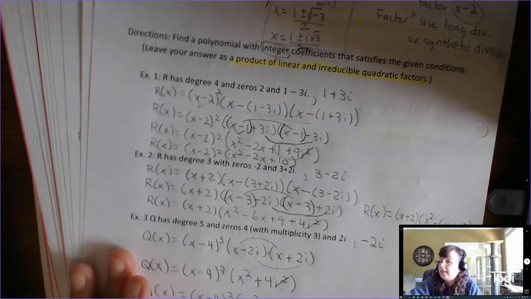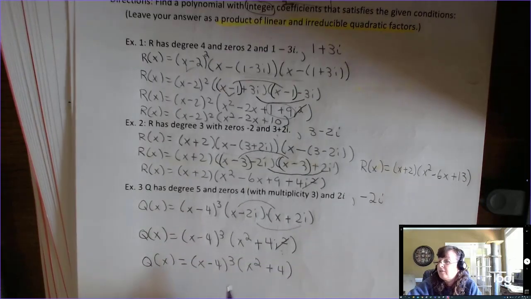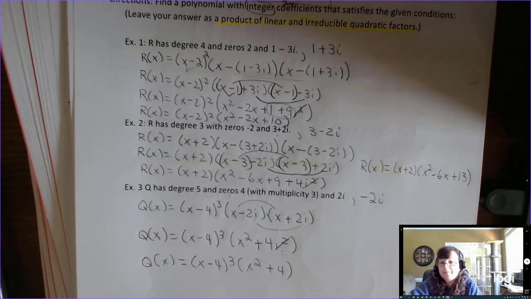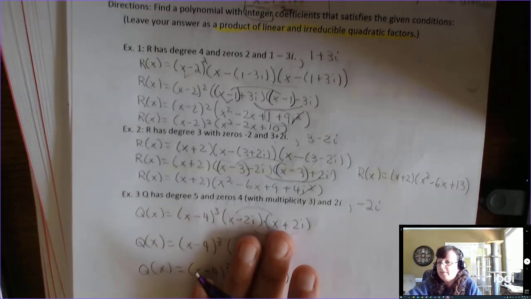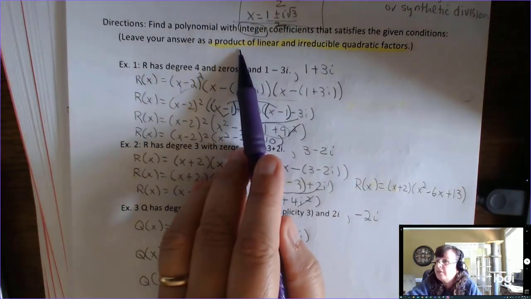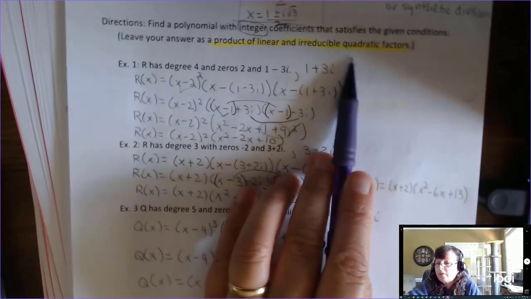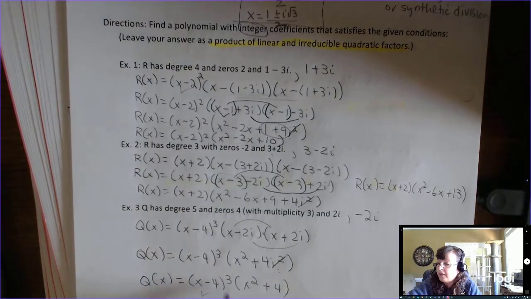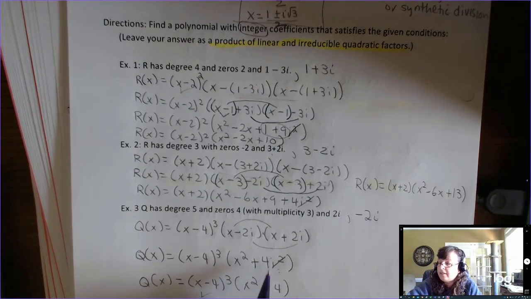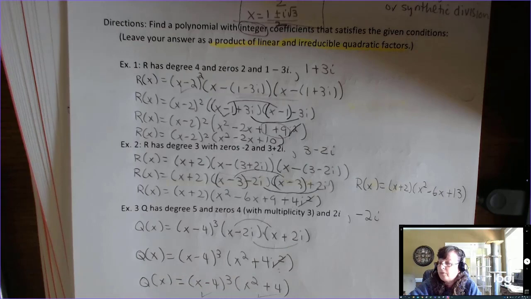And occasionally, again, I'll have students multiply that whole thing out. And you don't need to, because it says leave your answer as a product of linear and irreducible quadratic factors. That's a linear factor. That's a quadratic that does not factor over the set of real numbers, so we're calling it an irreducible quadratic. And that's it for that.